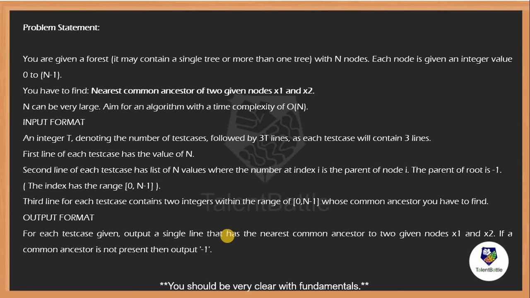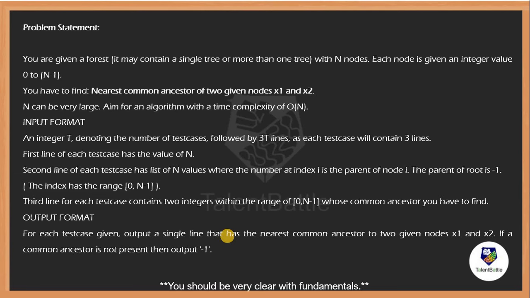What is our task in this particular statement? You have to find the nearest common ancestor for 2 given nodes, that is x1 and x2. The n value can be very large. You have to aim for an algorithm with a time complexity of order of n. Means whenever you develop the logic, make sure that the entire complexity should be order of n only. If you are not getting this complexity, then the test cases will not get satisfied. Those are our hidden test cases.